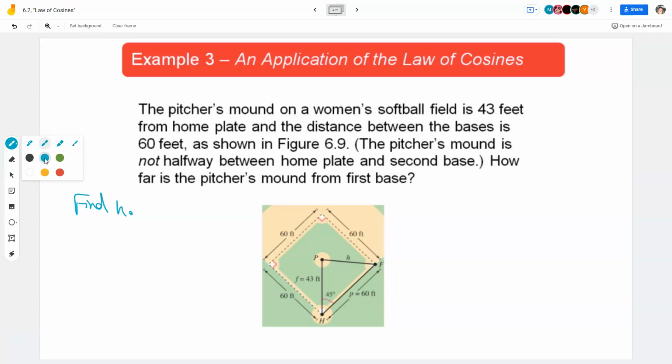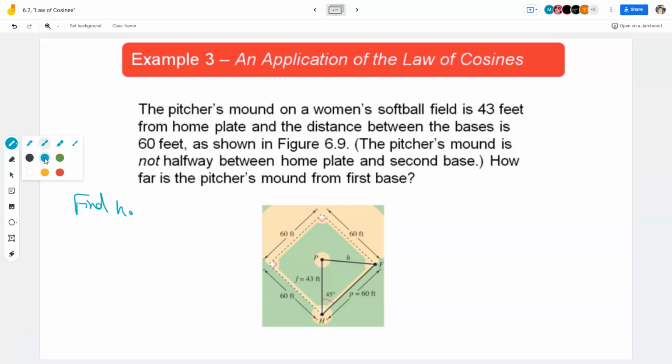Show me you can apply the law of cosines if A, B, and C, those letters, are missing. I have H and F and P. I don't know what the letters are for, but anyway. I don't have A, B, and C. Can you do it with the other letters?